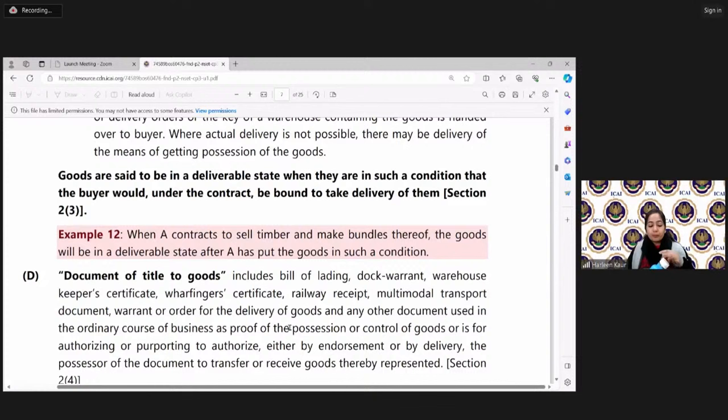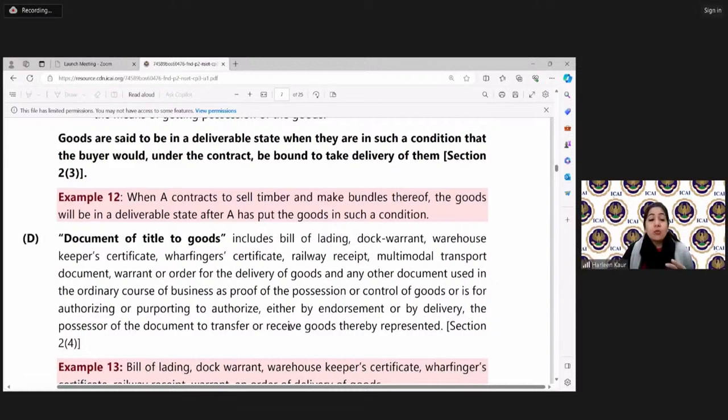Let's move to another definition. Document of title to goods. Now I want all the eyes and ears here. I will not be repeating it. So pay attention, because then you come up with n number of doubts in this. But agar aap ek baar dhyan se samajh loge, phir aapko bilkul doubts nahi aayenge. Phir main aapse questions puchungi aur aap answer karna.